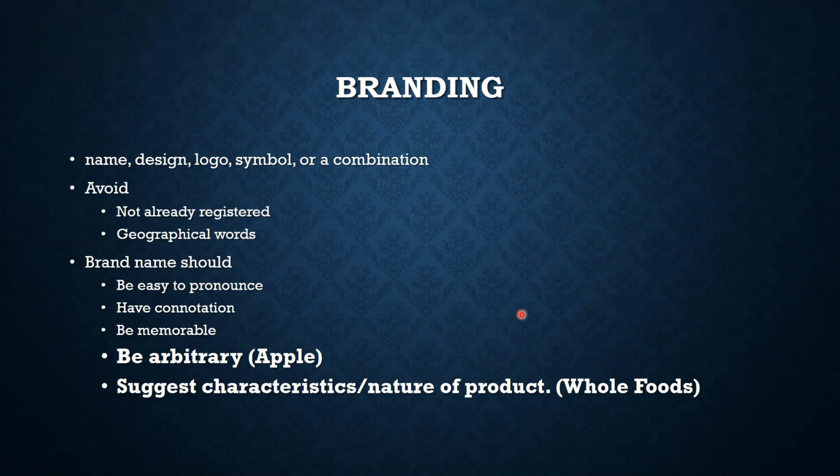So what should be included in the brand name? First of all, it should have attributes like being easy to pronounce, having connotations, and being memorable. And in terms of trademarks, it should be arbitrary, or it should suggest the characteristics or nature of the product. In the case of Apple and the iPhone, it's arbitrary because in reality Apple is a fruit, and an iPhone has nothing to do with the fruit. So Apple as a company has an arbitrary name.